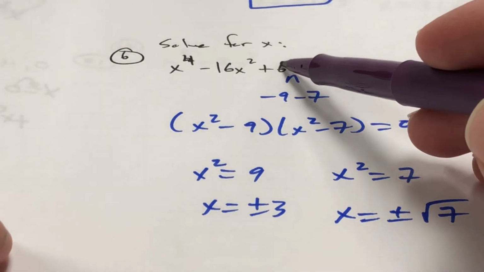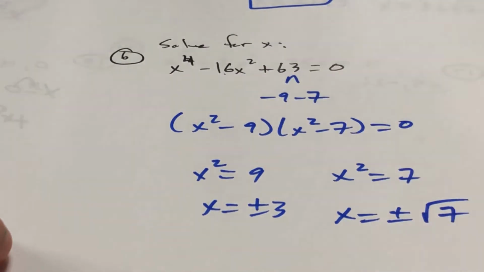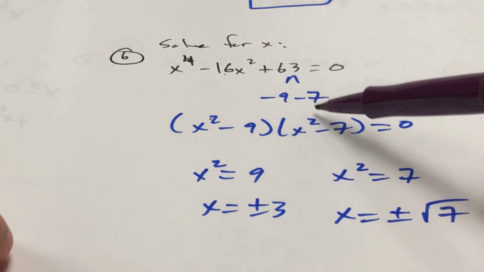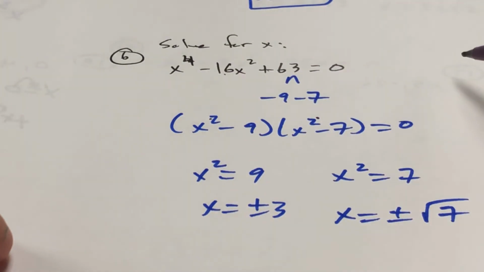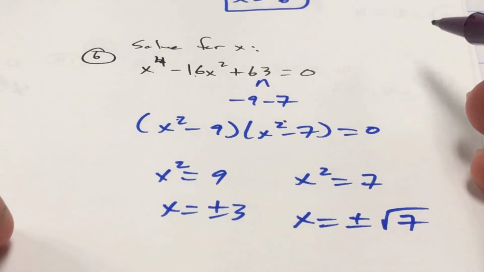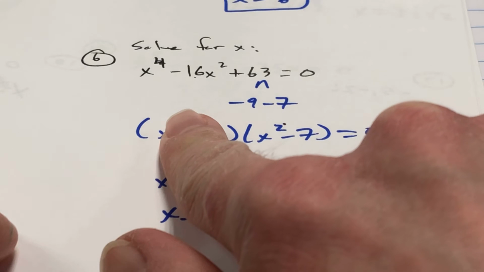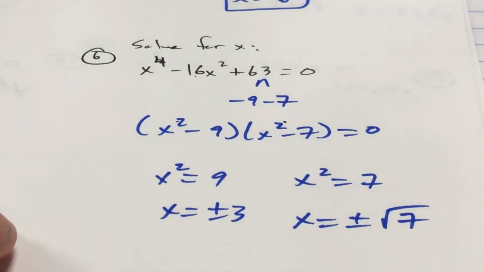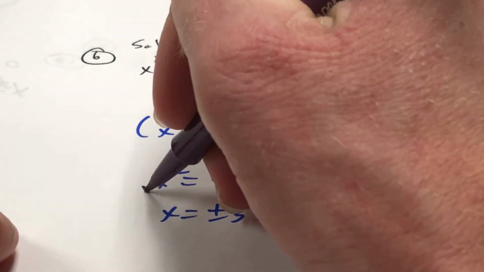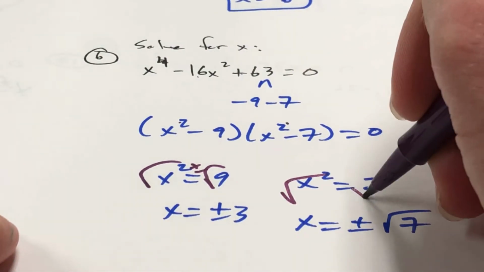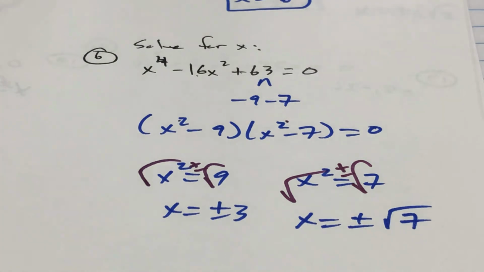Well, multiplies to 63 and adds to -16: a -9 and a -7. And again, instead of x times x, it's got to be x squared times x squared. That gives you x to the fourth. X squared minus 9, x squared minus 7. Now we're solving. So set that equal to 0. Set that equal to 0. Add 9 and add 7 over to the other side. Take the square root. Don't forget about plus or minus. Take the square root. Don't forget about plus or minus.